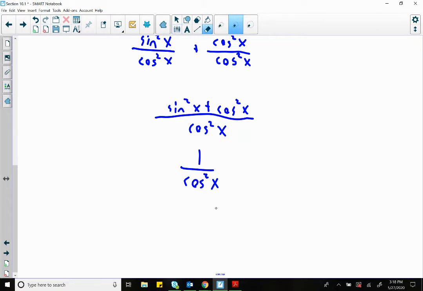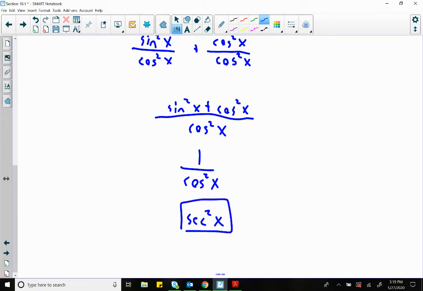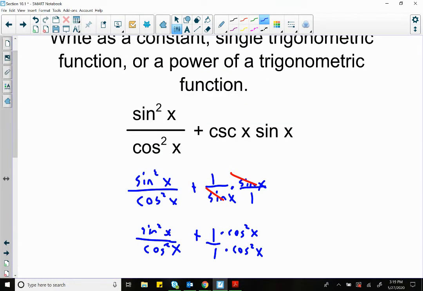So this is a possible answer, but generally they don't like your trig functions to be in the denominator, just so you know. But we know what 1 over cosine is. So we can call this guy secant squared x. And that's the answer that they're actually looking for. So again, changing to sines and cosines in the beginning kind of helped us out.